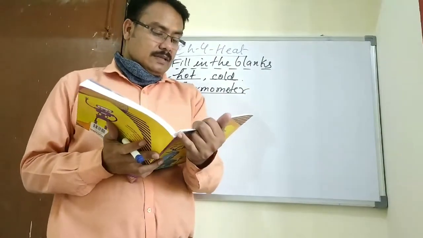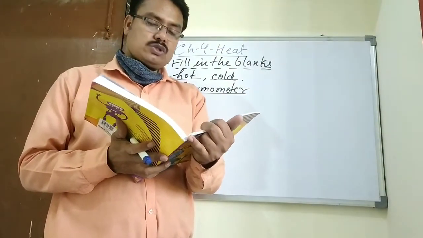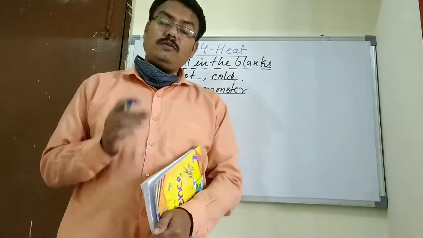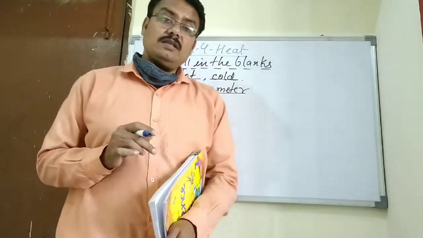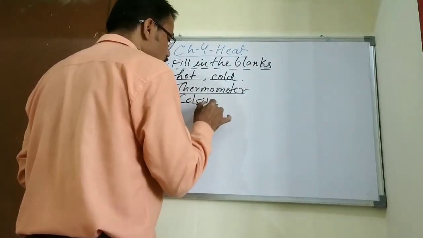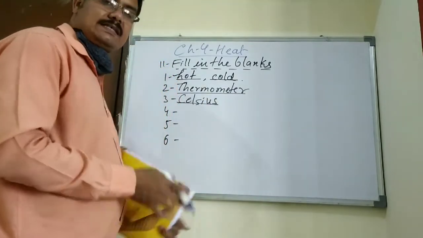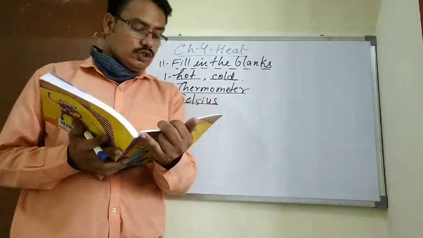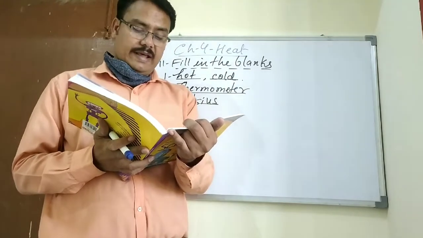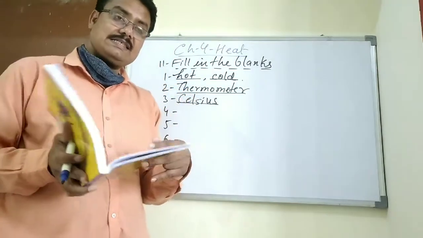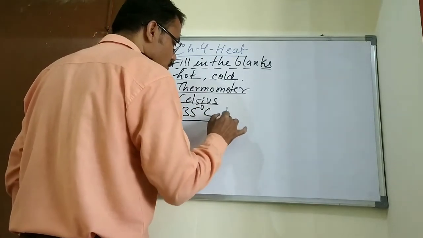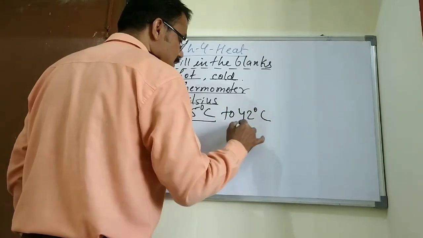Third question is: the scale of a laboratory thermometer is called, the thermometer used in the lab. In what unit is the measurement done? That is the Celsius scale. Yes students, Celsius scale. The fourth question, student: the clinical thermometer reads the range of temperature from dash degree Celsius to dash degree Celsius, that is 35 degrees Celsius to 42 degrees Celsius. The option is student 25 degrees Celsius to 42 degrees Celsius.